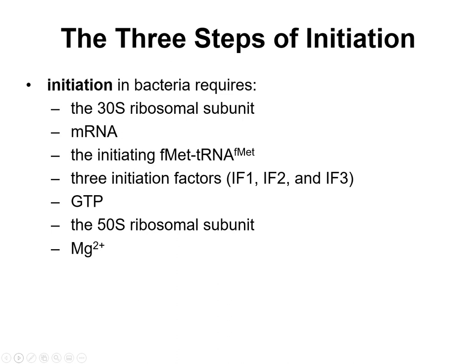So initiation in bacteria requires quite a bit. And if you remember, I showed a table that had all these different factors that are necessary in the different stages. Now we're going through all of those things bit by bit. So in bacteria, we first need the 30S ribosomal subunit, the mRNA, that initiating tRNA that's charged with the formyl methionine. We need some initiation factors, GTP, magnesium, and we also are going to need the 50S ribosomal subunit.